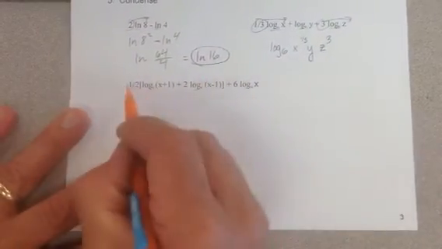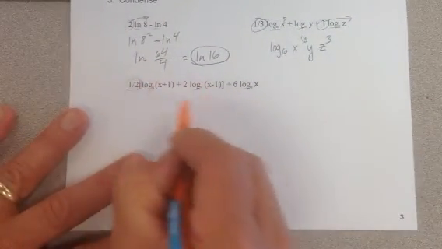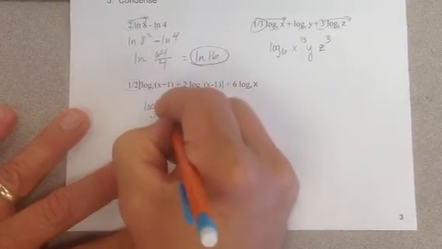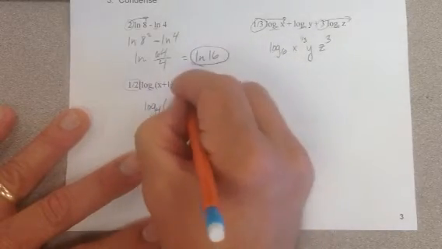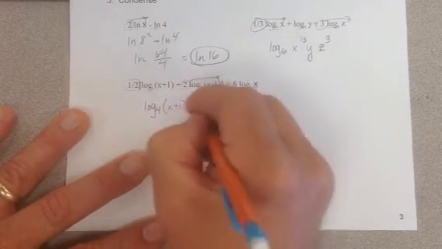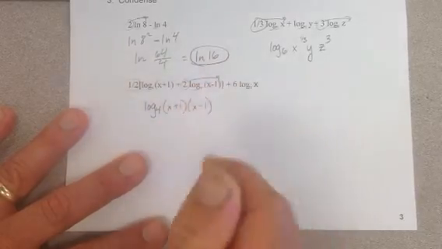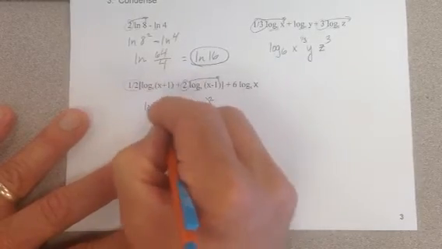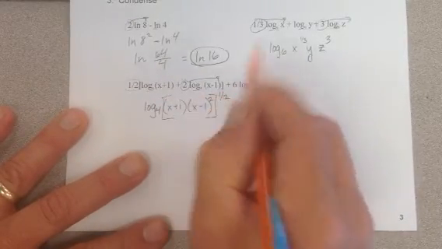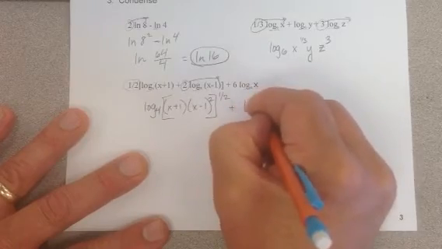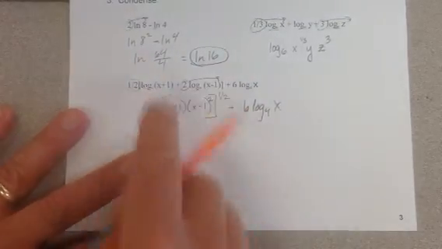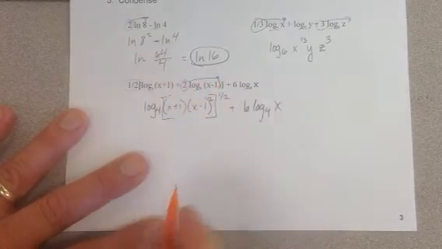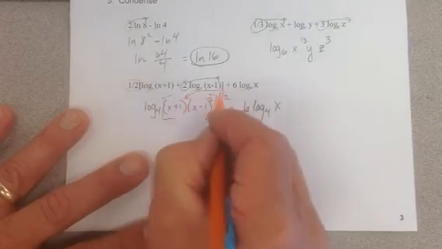And the last one, this half is going to go with all of this, so it's going to be log base 4 of x plus 1. That number is going to become an exponent, x minus 1 to the 2nd power, and now that half is going to go around it all. And I still have plus 6 log base 4 of x. So that plus sign means it was going to be multiply. I took that 2 and wrote it as an exponent. Now I'm going to deal with the half. The half's going to go with both of them.